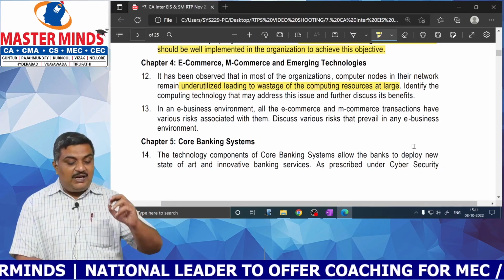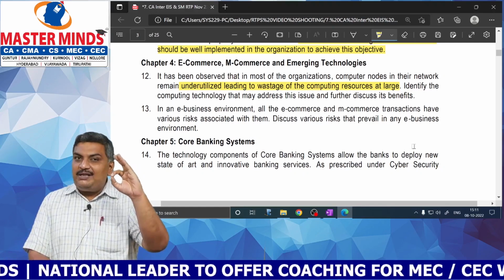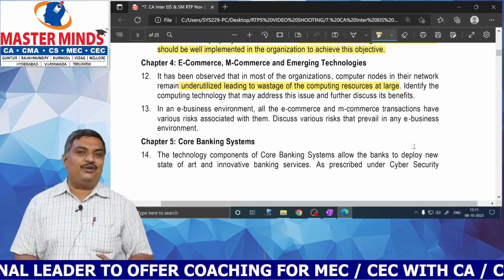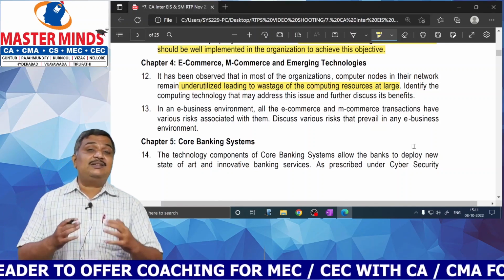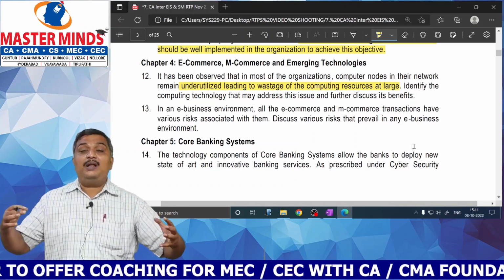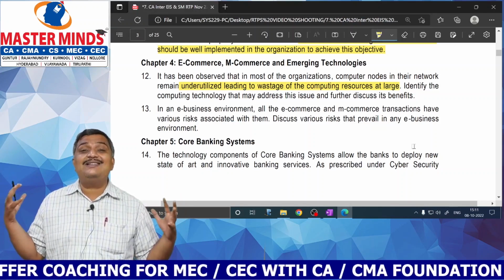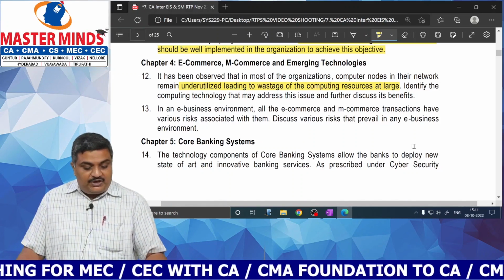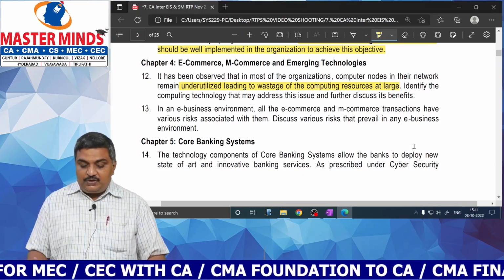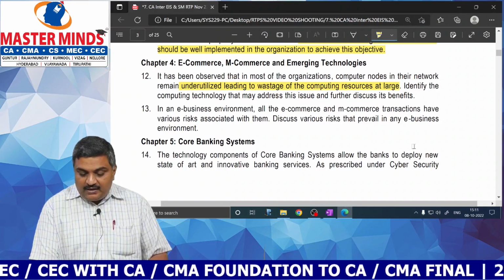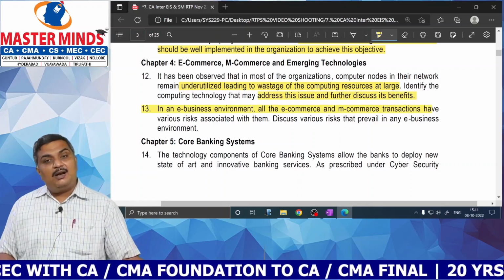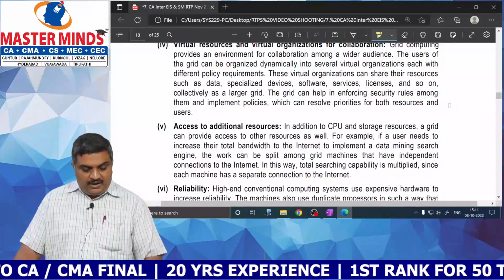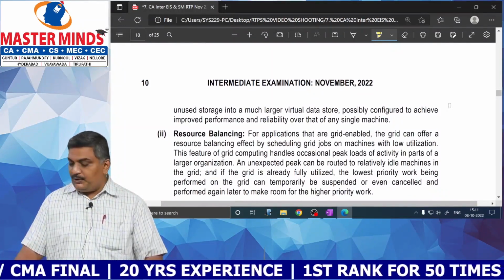Whenever the word underutilized is given in the question, immediately grid computing should come to your mind, because grid computing is such a very good concept where we can make use of the underutilized resources for optimum utilization. Okay. So this question is about grid computing. So in this question, we have been asked to write about the benefits of grid computing.